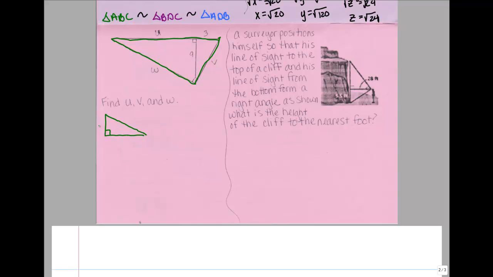So this one will be V here, W here, and we have to add these two together. So U plus 3 is actually my hypotenuse for my largest. Then our medium triangle: 9, U, and W. And then our smallest triangle: 3, 9, and V.